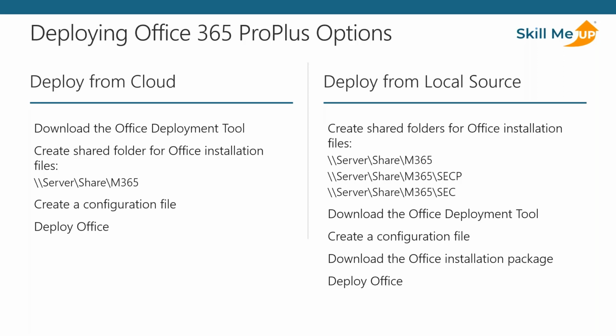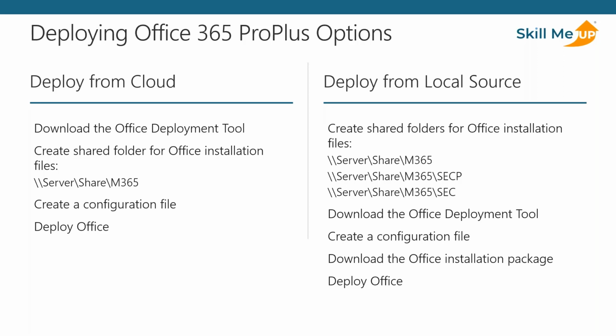Now, if you're not going to deploy from the cloud, which means you're going to download everything locally, you'll then need to create shared folders for the Office installation. So we have three different folder types. So we have the M365. This stores the Office deployment tool and the configuration files that define how to download and deploy Office.